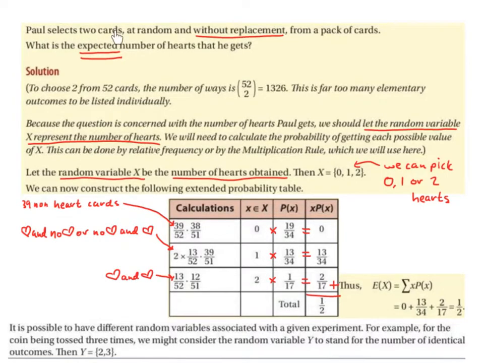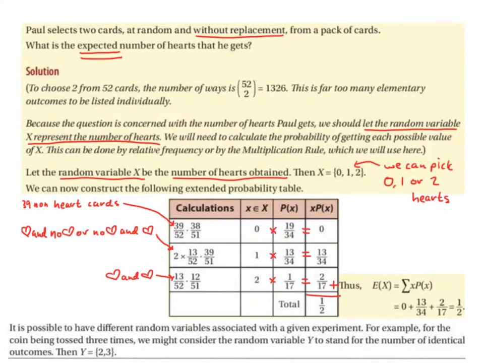Paul selects 2 cards at random and without replacement, this is important, from a pack of cards. What is the expected number of hearts that he gets? To choose 2 from 52 cards, the number of ways is 52 choose 2, which is 1,326. This is far too many elementary outcomes to be listed individually.